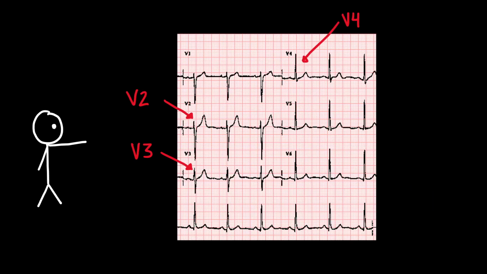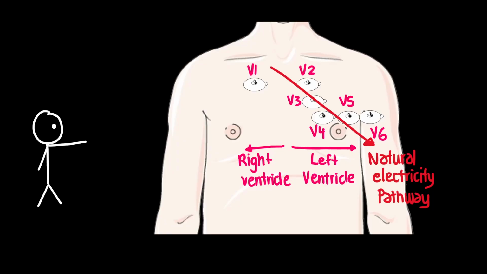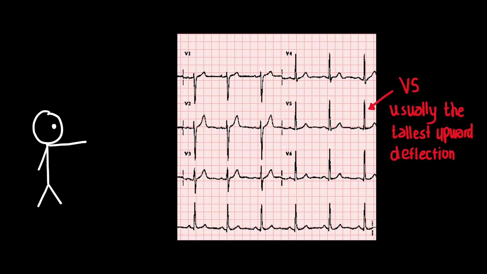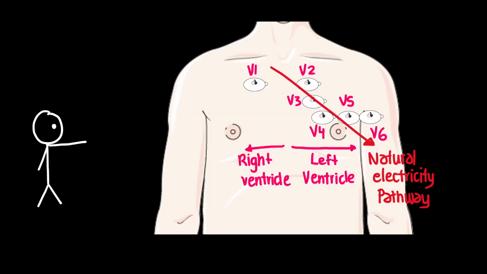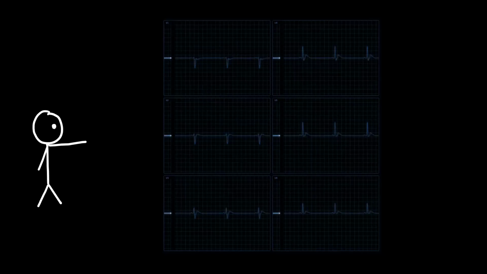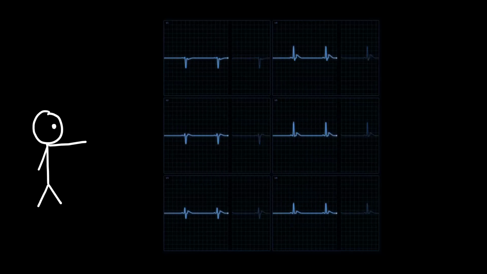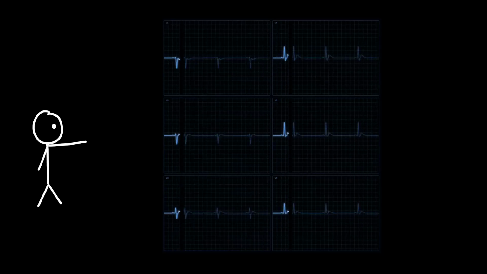As you move across V2, V3, and V4, the upward deflection starts to grow progressively, because each lead is getting closer to the direction the electricity is flowing. By V5, the upward deflection is usually at its tallest, because now the lead is facing almost directly towards the left ventricle, toward the dominant electrical force. And therefore, we have the wave small in V1, growing progressively, tallest in V5, and that's the normal pattern.